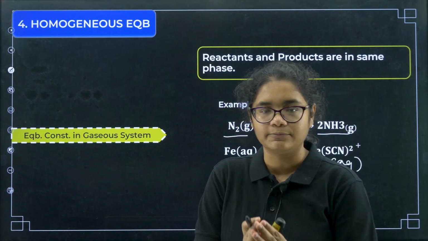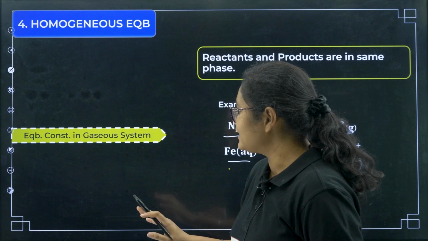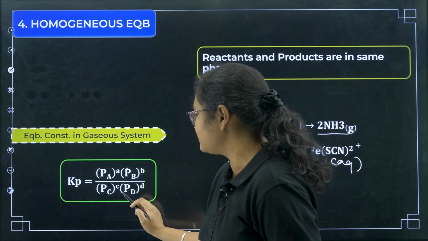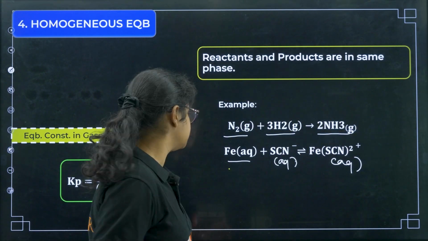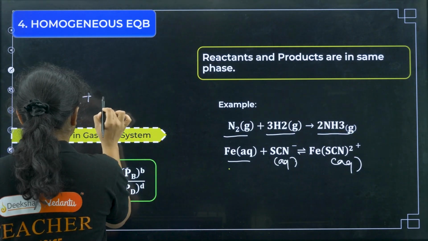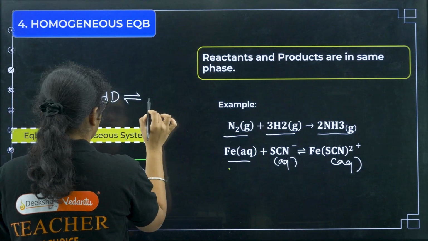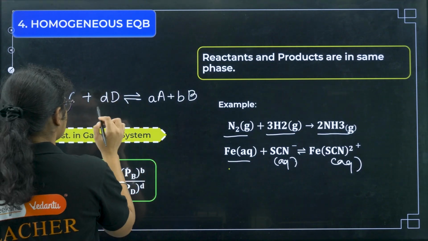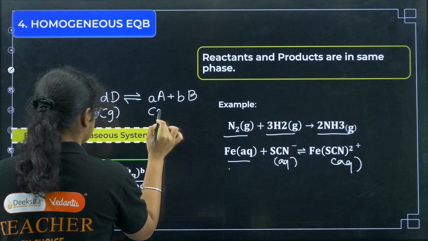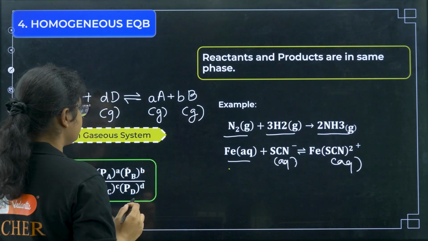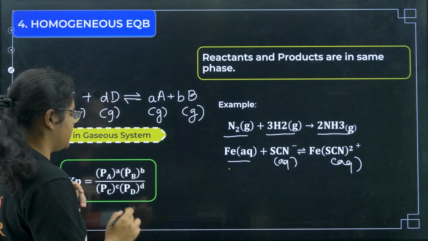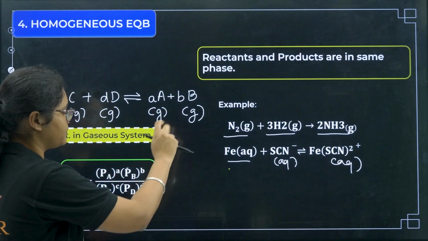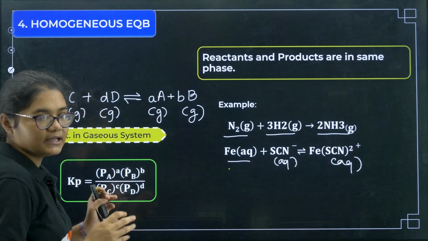If the reactants and products are in the gaseous phase, in that case Kp will be equal to Pa to the power of a, Pb to the power of b, divided by Pc to the power of c, Pd to the power of d. Now what is this reaction? This reaction should be like this: cC plus dD gives aA plus bB, right? So now these all are in the gaseous states. Pa to the power of a, Pb to the power of b divided by Pc to the power of c and Pd to the power of d: these are the pressures raised to the power of their stoichiometric coefficients. a, b, c, d are the stoichiometric coefficients, and Pa, Pb, Pc, Pd are the pressures.